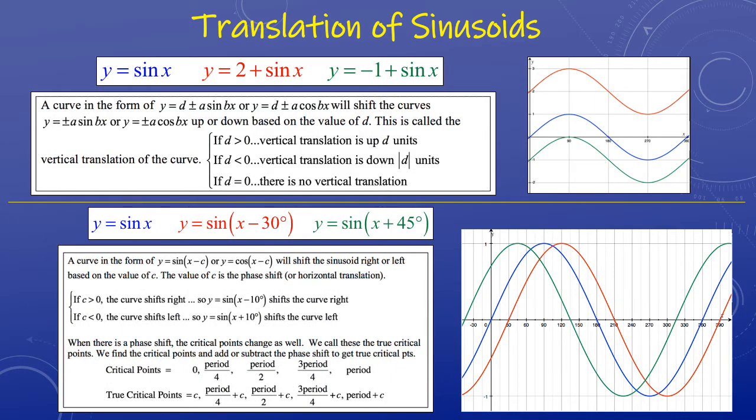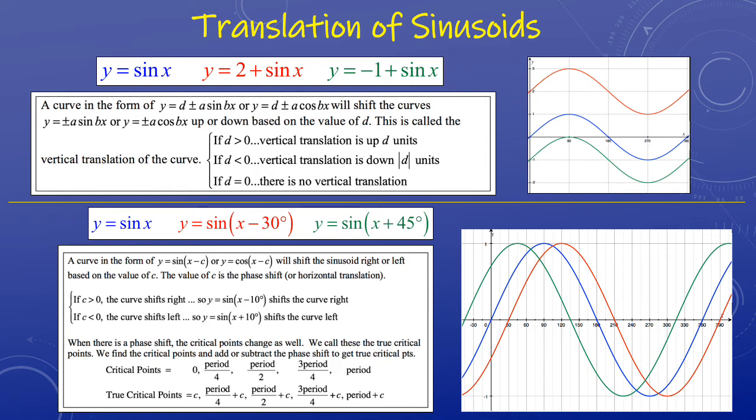So a curve in the form of y is equal to sine of quantity x minus c, or y is equal to cosine quantity x minus c, will shift the sinusoid right or left based upon the value of c. This value of c is called the phase shift, or sometimes the horizontal translation. If c is a positive number, the curve shifts right. So y is equal to sine of quantity x minus 10 degrees is going to shift the curve right, because the formula that we were given above assumes a minus sign.